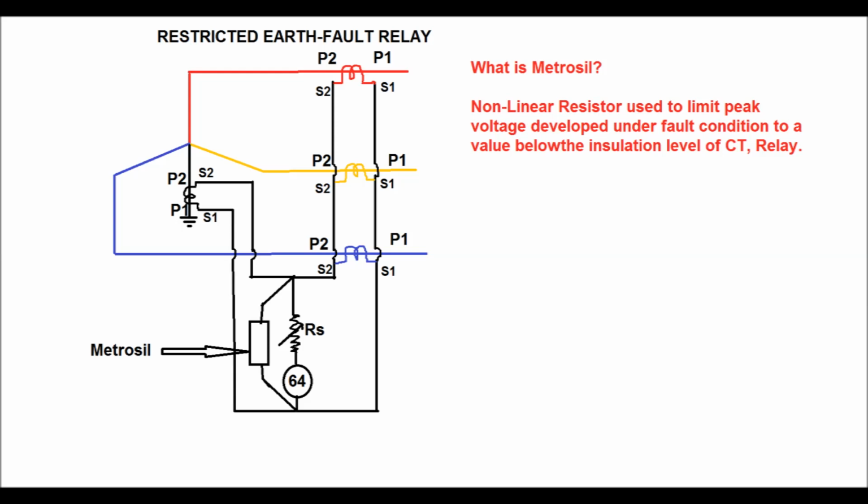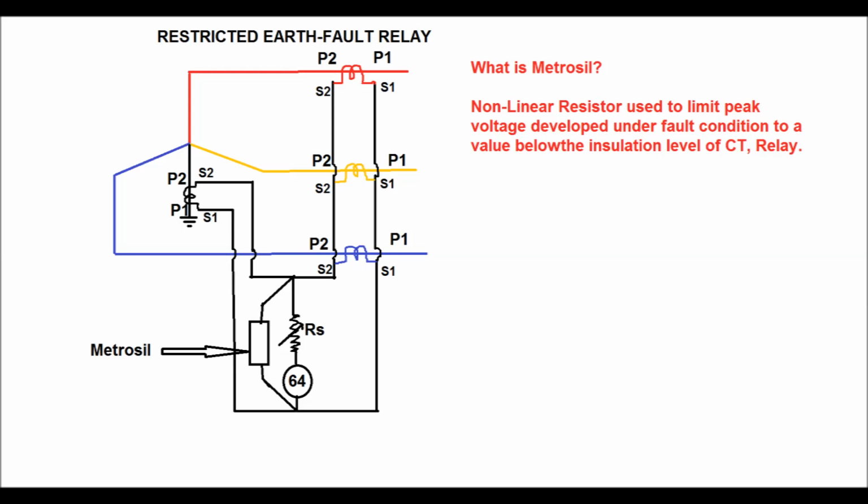In the secondary side, all the phase CTs along with the neutral CT, all the S1 terminals should be shorted together and connected to one end of the REF relay, and similarly all the S2 terminals are shorted together and connected to the other end of the relay. The stabilizing resistor is used in series with the REF relay as shown in this diagram, and Metrosil shall be connected in parallel with the stabilizing resistor and the REF relay.